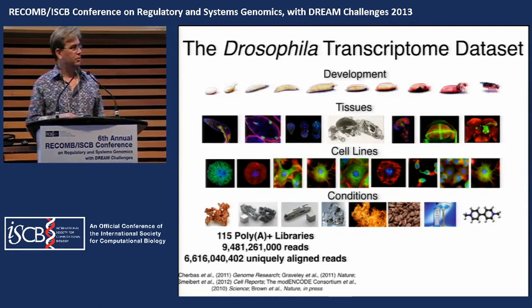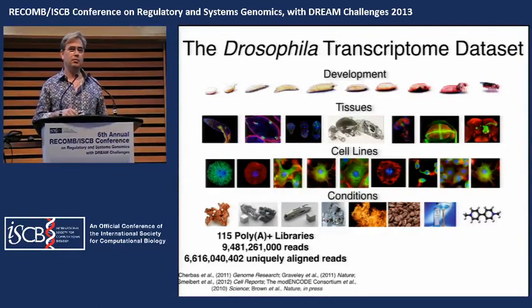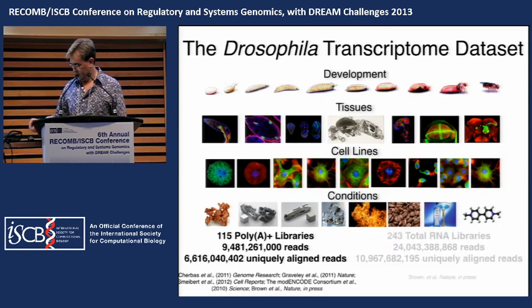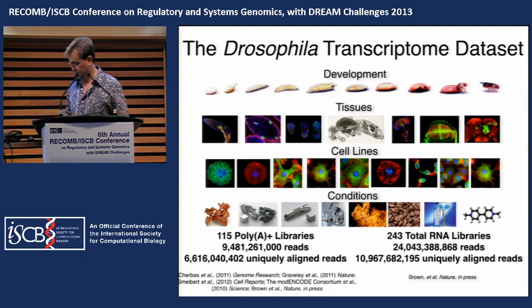So as I said, we've generated from this data set about 115 libraries. These are all poly A+ libraries, and nearly 10 billion reads from that, and we've published a number of papers on that. And more recently, we've resequenced all of the same RNAs using a strand-specific total RNA library. So these are ribosomal depleted libraries. And then we've also done some additional ones. So we have almost 24 billion reads from that particular data set. And we have papers coming out soon, hopefully, describing the rest of these data sets.